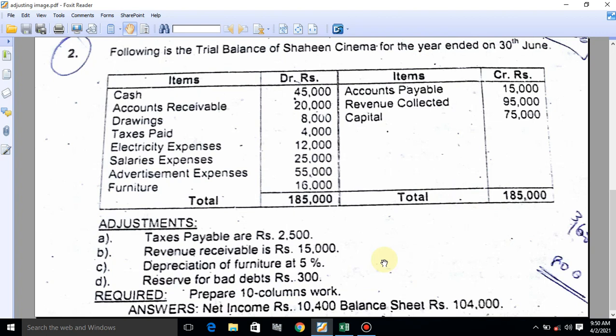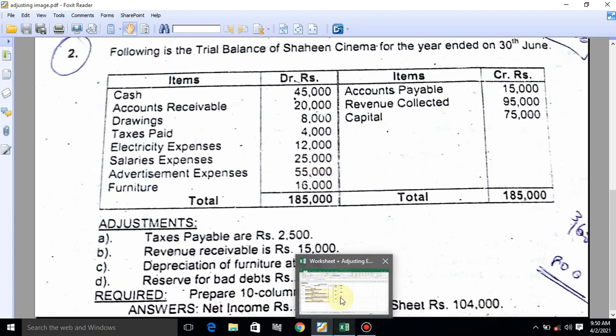In the first part we had passed adjusting entries in the previous video, and in this video we are going to prepare a 10 columns worksheet. As you can see the question, this is the same question number 2. So let's start with the worksheet. Trial balance is already given to you in the question.